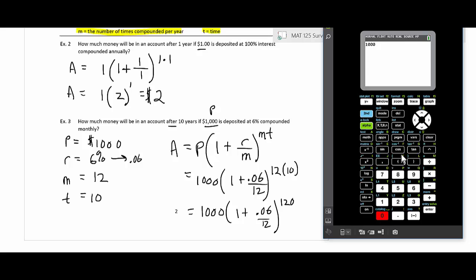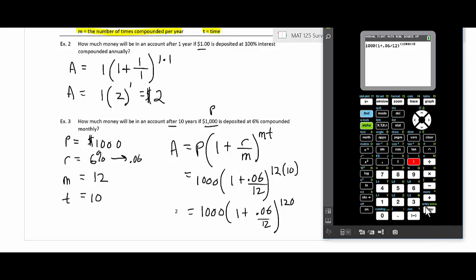So I'm going to do 1,000 times 1 plus 0.06, and then divide by 12, and then close the parentheses, and then raise to the 120th power. Another thing you can do is put another parenthesis and do 12 times 10 if you wanted to do it like that. But if you do it like that, that needs to be in a parenthesis, because if it's not there, it may not do the order of operations correctly. So either work the exponent out or put that whole thing in its own parenthesis.